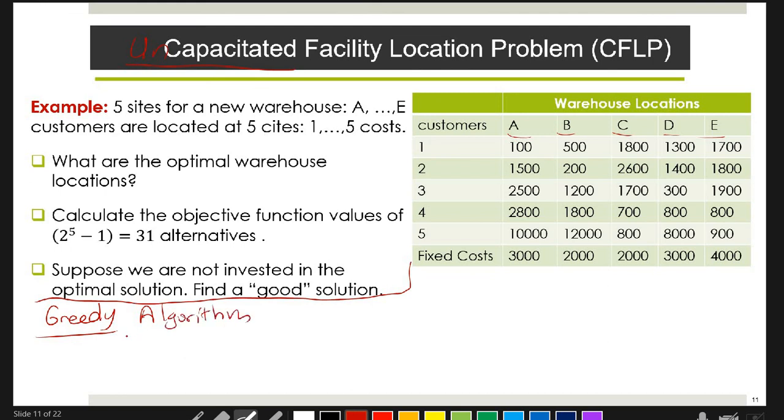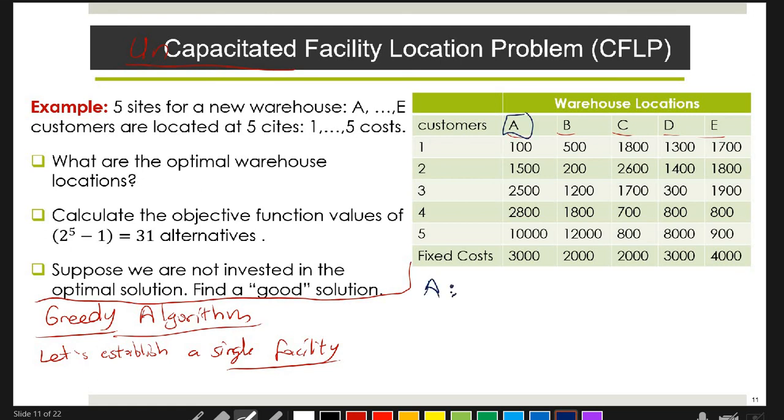What I am going to do is, I will assume that initially to establish only one facility. Let's establish a single facility. If I told you, open just one facility, which one would you open? The question is this: which one would you open? And in order to answer this question, you need to calculate the cost, right? So for example, if you establish A, only A, what will be the cost?